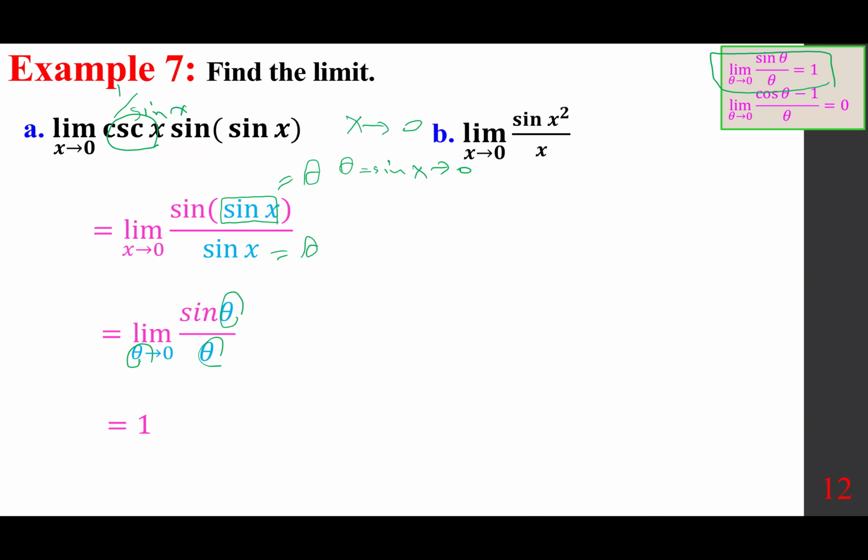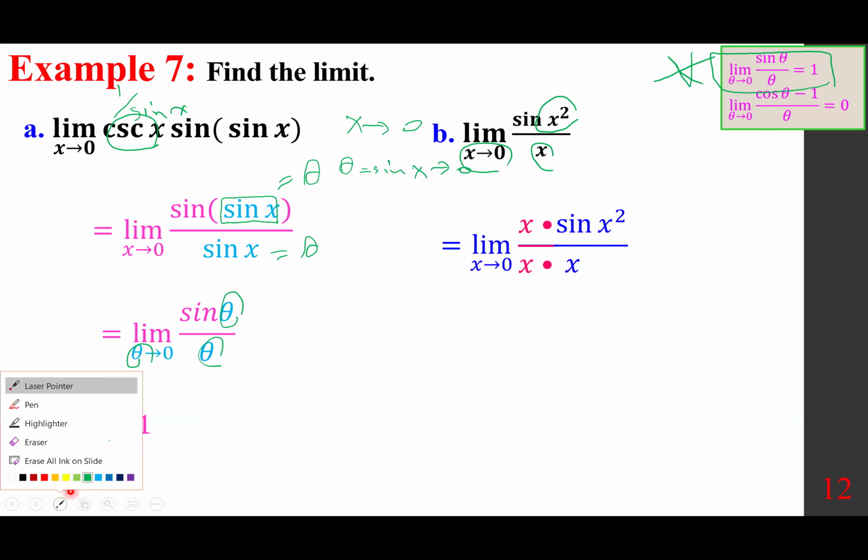What about the limit of sine x squared over x as x approaches 0? We can rewrite this in the following manner. Remember, this must be identical to this, identical to that, to use this one. So let's make it so. How? It's very simple. Let's multiply the top and the bottom by x. If I multiply this by x, that takes care of the x squared here. So this is identical to this.